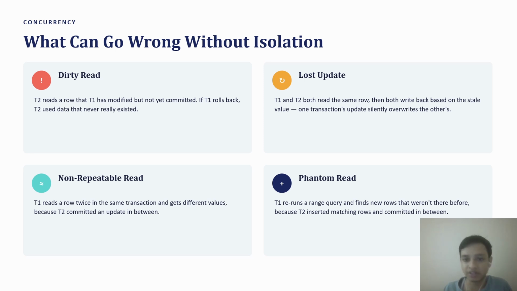Lost update is when you both write on the same data. Dirty read is when you read something which is updated but not committed. Let's move further.